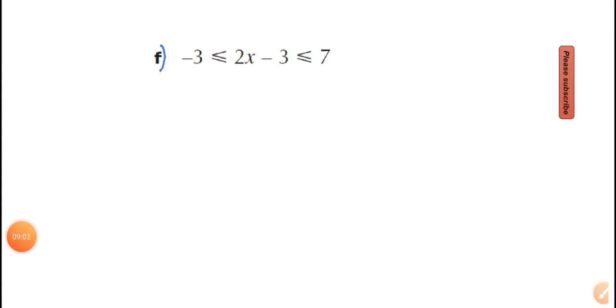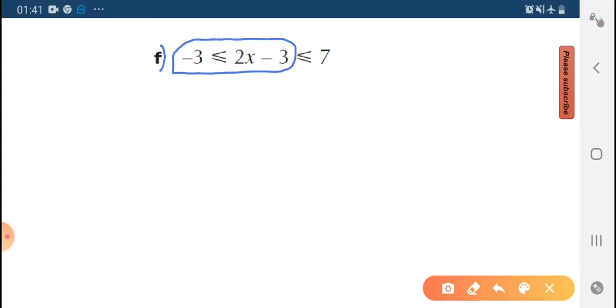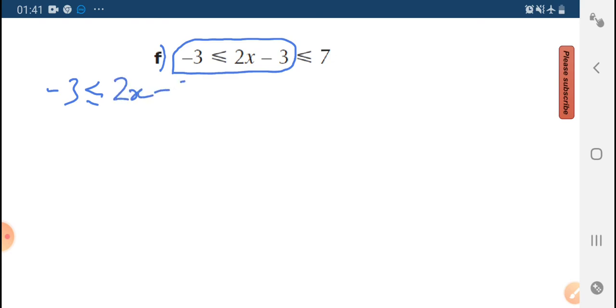Question F, and again to solve this we have to treat it as two equations. First of all, this bit in blue, and then we're going to do this bit in red. So these are our two equations that we're going to deal with. So let's do the left bit first. So with the left bit, it's minus 3 has to be equal to or less than 2x minus 3.